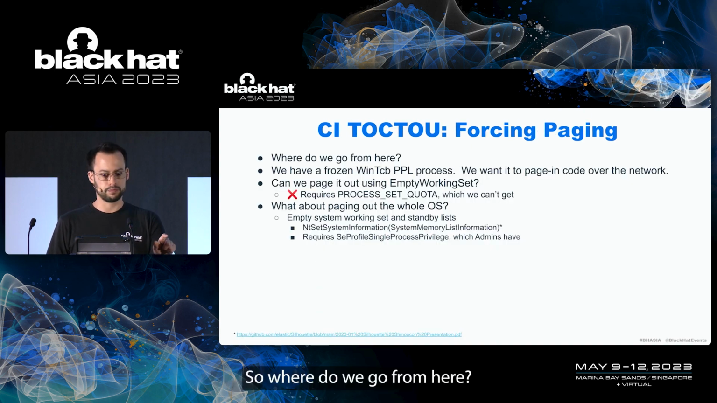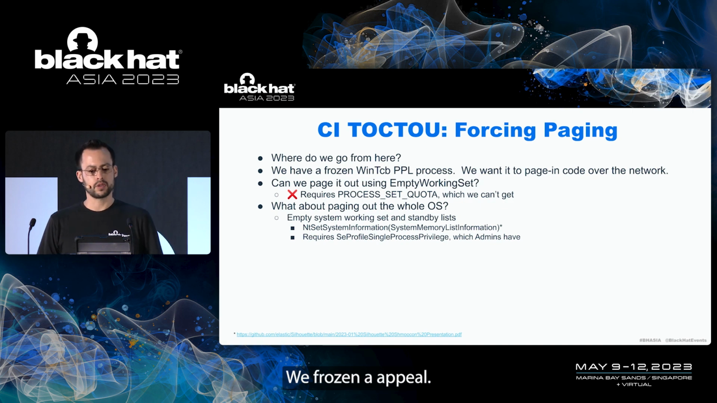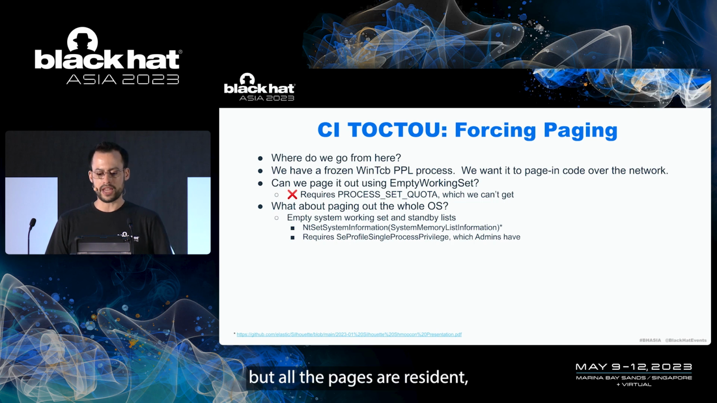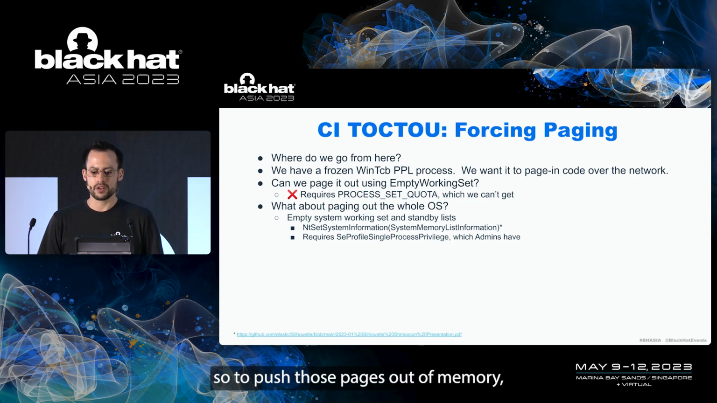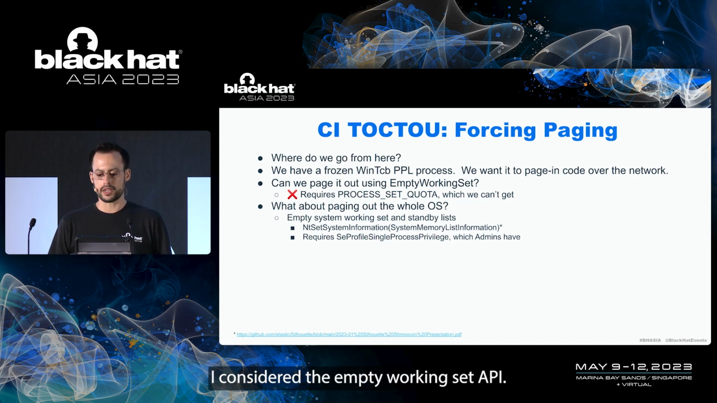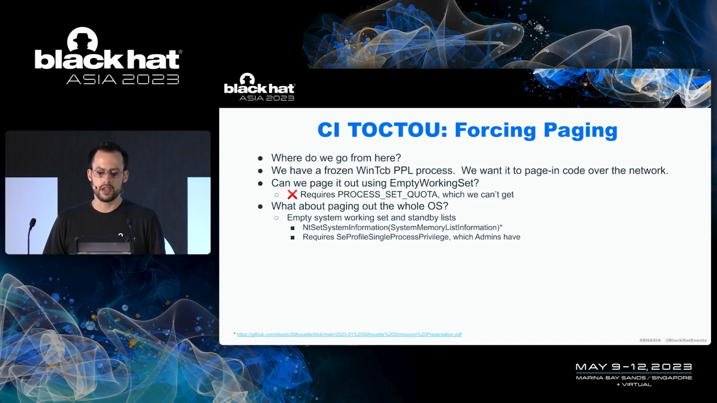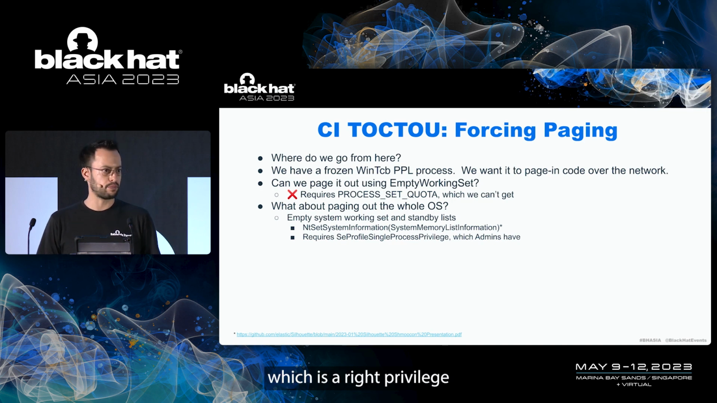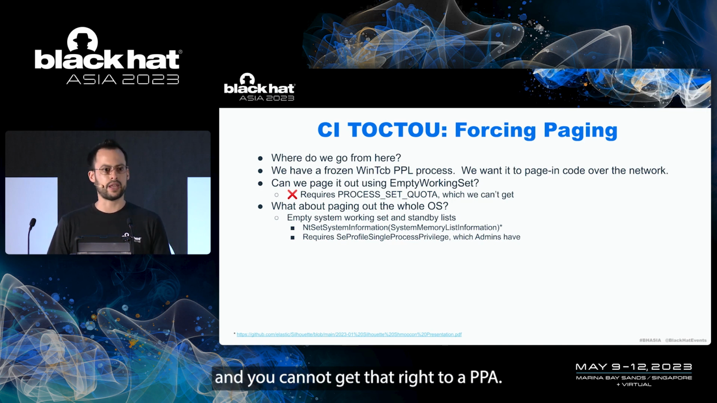So where do we go from here? We've frozen a PPL. We're aiming to do a time of check, time of use with paging, but all the pages are resident. So to push those pages out of memory, I considered the empty working set API. However, it's out of the question because it requires the process set quota access right, which is a write privilege, and you cannot get that right to a PPL.